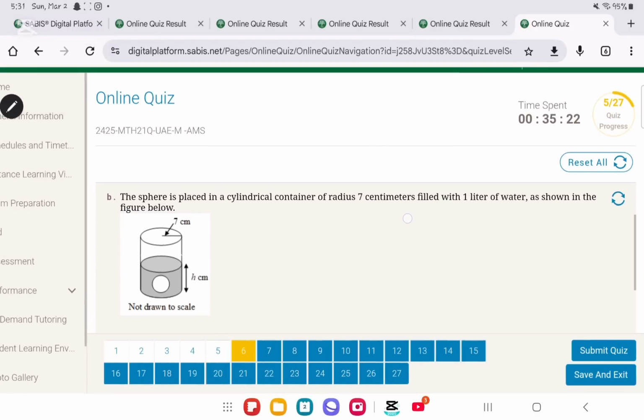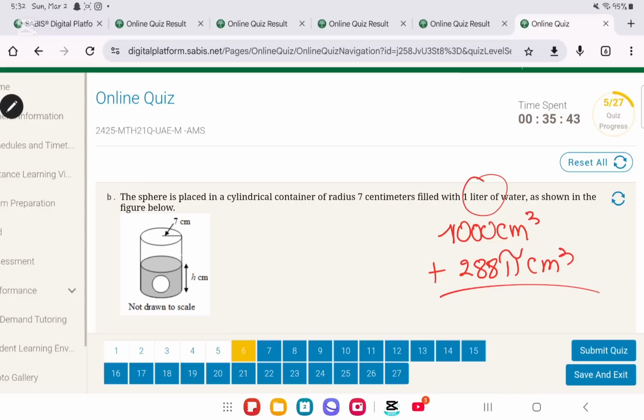Now, the sphere is placed in a cylindrical container of a radius 7 centimeters filled with 1 liter of water as shown in the figure below. So what's going to happen is that 1 liter of water, we know it's 1,000 centimeter cubed. You will add to it the volume of the sphere, which is 288 pi centimeter cubed, to get the total volume, which is 1904.8. Okay, this is the total volume of the water now. So the total volume, it's equal to 1904.8.